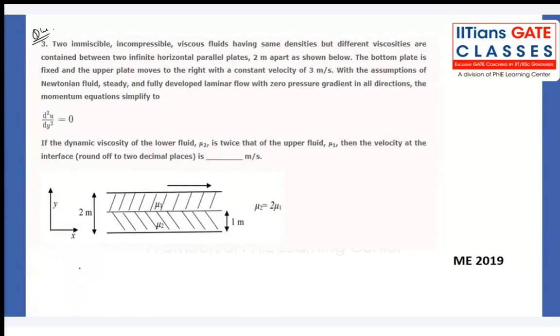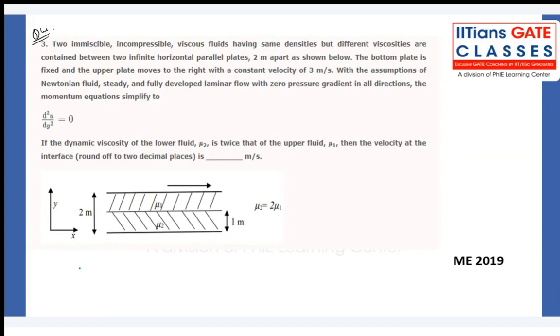Now, what they are asking is: what is the velocity at the interface of the flow condition which is being imparted? Anyone has tried this one? When you see this one, they have directly given two immiscible, incompressible viscous fluids having the same density but different viscosity, contained between two infinite horizontal parallel plates 2 meter apart. The bottom plate is fixed and the upper plate is moving with a velocity of 3 meter per second.